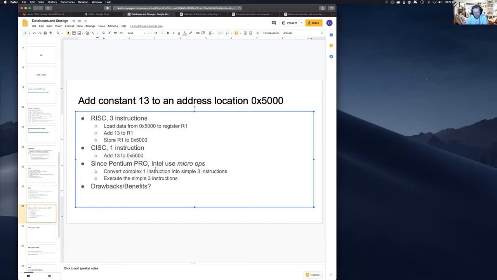The funny thing is, since Pentium Pro, Intel uses micro operations and basically compiles this instruction into 3 simple instructions, which look like this. So internally, Intel CPUs are using a built-in, you may say, compiler inside the CPU, which decodes the complex instructions of the CISC architecture into something that looks like RISC. They call them micro operations, and then the Intel CPU will execute those 3 simple operations. So what do you think about this? What are the drawbacks and benefits of CISC compared to just this?